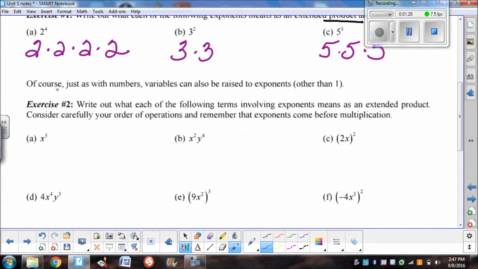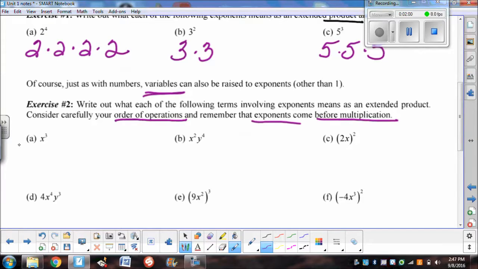Okay? So of course, just as with numbers, variables come into play. So we think about that's what makes something algebra. We throw some letters in there. It says, write out what each of the following terms involving exponents means as an extended product. And it says, carefully consider your order of operations. That always seems to come back to haunt us. And remember that exponents come before multiplication, okay? That E in PEMDAS comes before the M in multiplication.